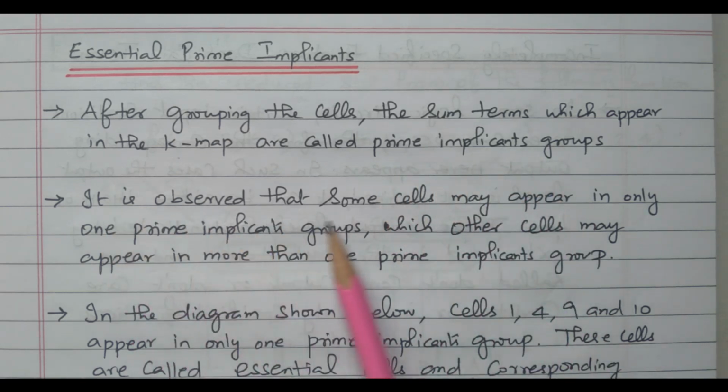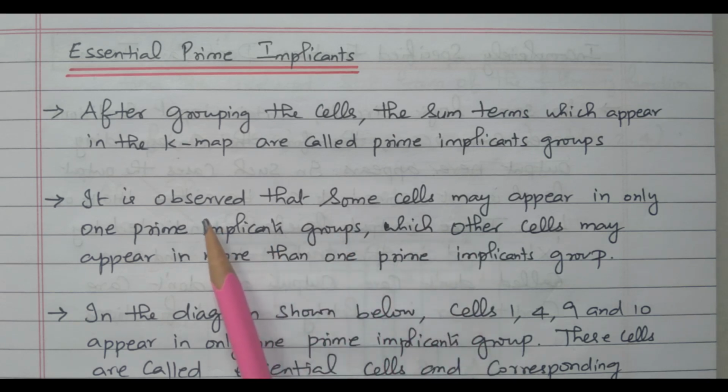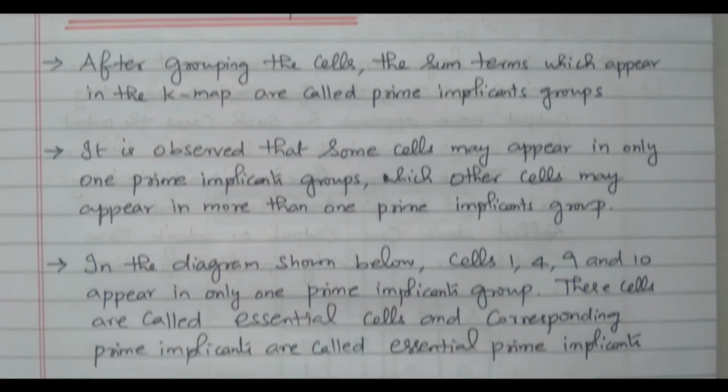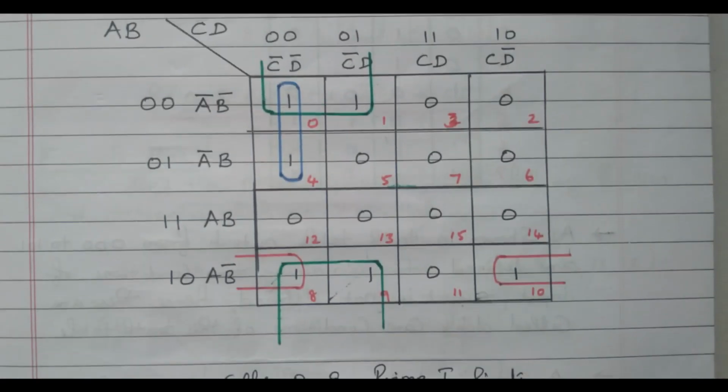It is observed that some cells may appear in only one prime implicant group, while other cells may appear in more than one prime implicant group, right? Some of the cells can be grouped in only one group, but some of the cells can be grouped in either this group or that group, right? So after grouping, we can observe some cells appear in only one group, some cells appear in more than one group, right?